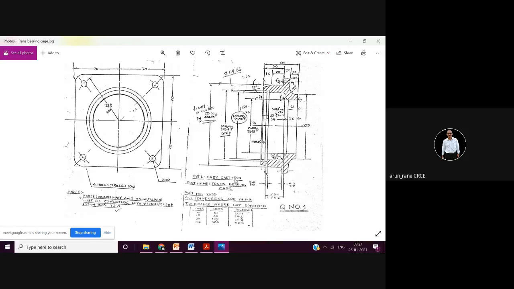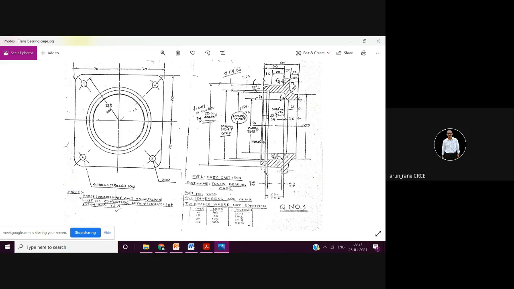See here now, one. This is your transbearing cage. Here again it is written in the notes: bores 100.099, 98 and 75.074, 98 must be concentric with the diameter 125 within 0.05 TIR. So what does this TIR mean?